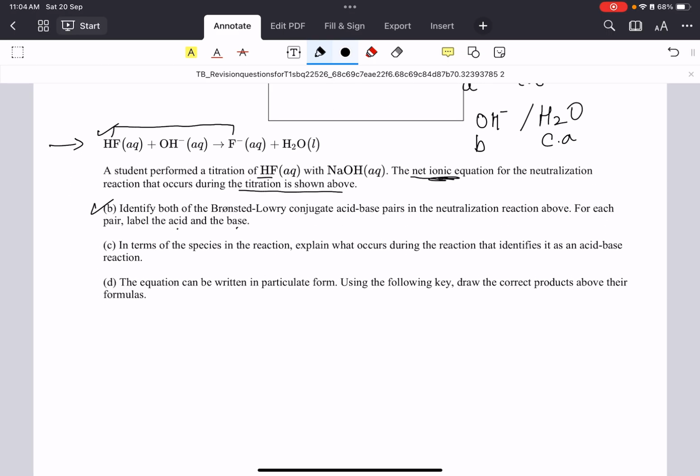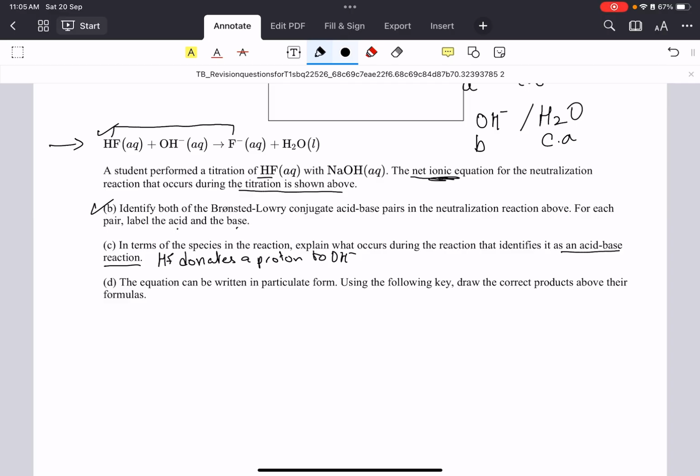In terms of the species in the reaction, explain what occurs during the reaction that identifies it as an acid-base reaction. So here in this question, you just have to tell why HF is the acid, why OH minus is the base. So use the Bronsted-Lowry definition. So HF donates a proton to OH minus.